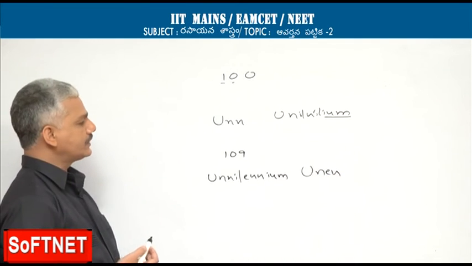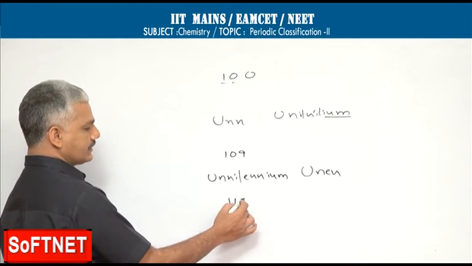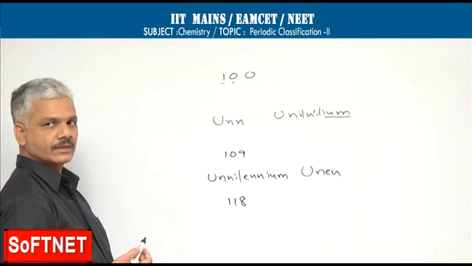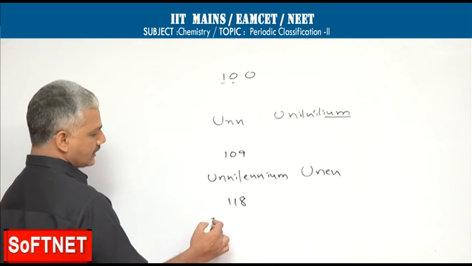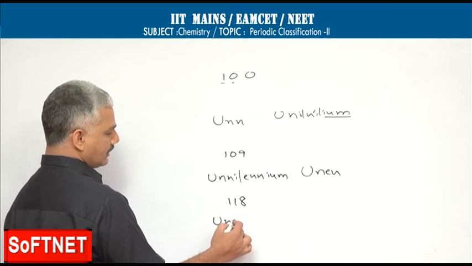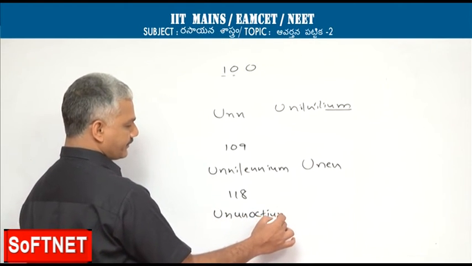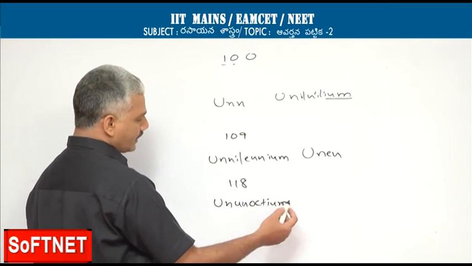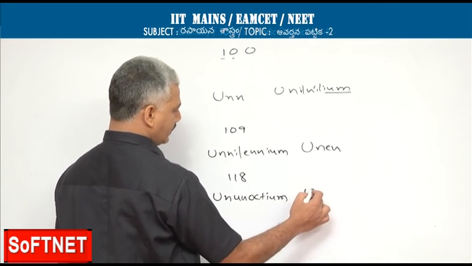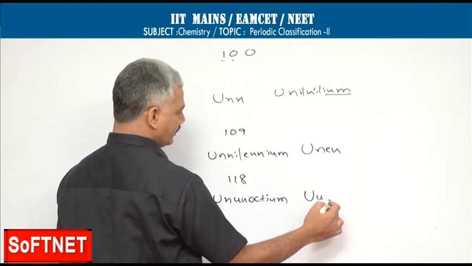Suppose an element's atomic number is 118. It should be called ununoctium, and the symbol has to be Uuo.